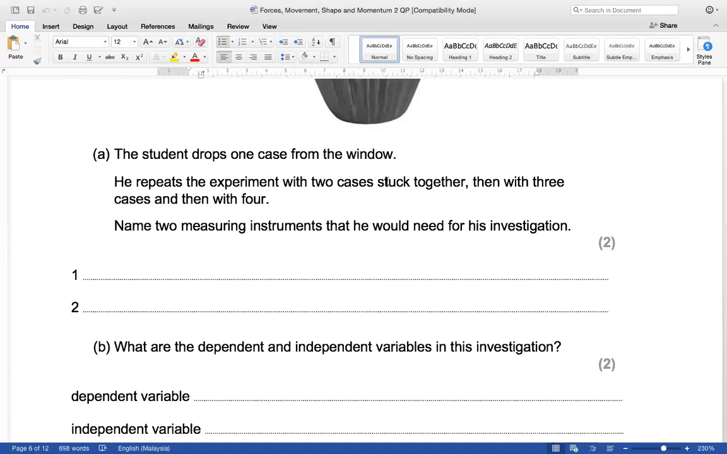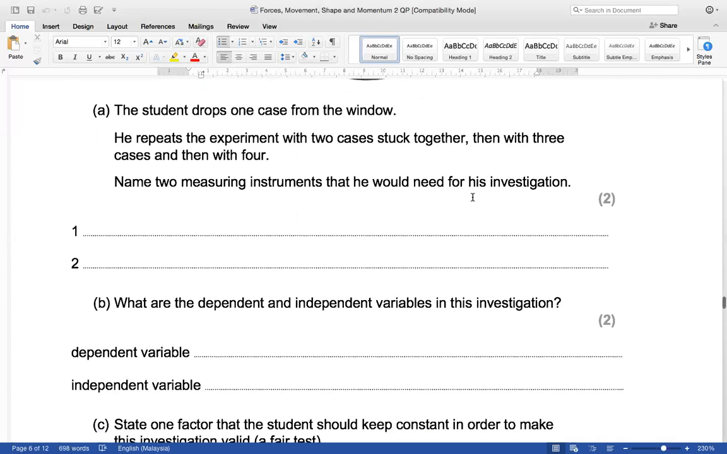See, dependent means it's dependent on something. It's dependent on the change. Independent means you just change by itself. It can be 1, it can be 2, it can be 3. Dependent is whatever is changing because of the change. So independent is what is changing. So what is changing here? The mass of the cupcake. Correct. So independent is the mass of the cupcake cases, and dependent, what would dependent be?